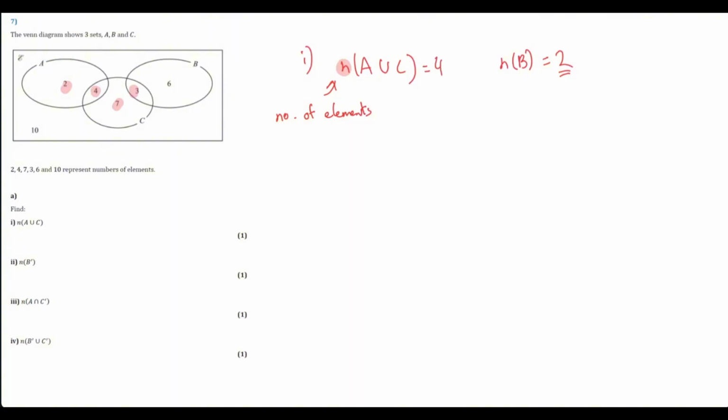Now part 2, this is n of B and apostrophe. So this means complement of B. Now what that means is everything not in B. So what's not in B? We have 2, 4, 7, and 10. So again, that is going to be 4 elements. So I would put this is equal to 4.